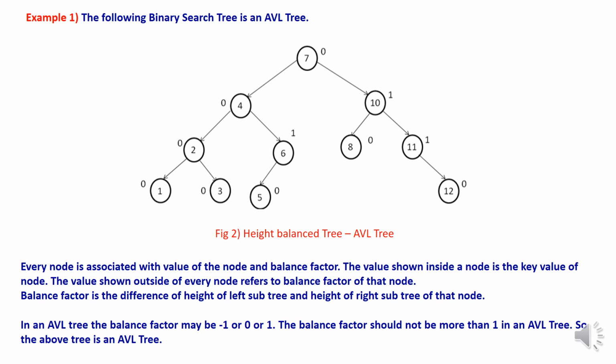Let us have an example of a height balanced binary search tree. The following tree is a binary search tree. Every node is associated with a key and a balance factor. Balance factor is the difference of the height of the left subtree and the height of the right subtree of that node. In an AVL tree, the balance factor may be -1, 0, or 1. The balance factor should not be more than 1 in an AVL tree. The balance factors shown in the above tree are not greater than 1. So, the above tree is a height balanced tree, that is an AVL tree.